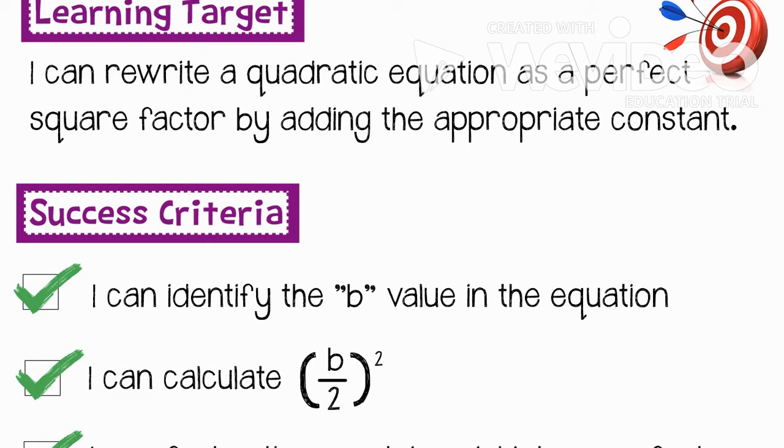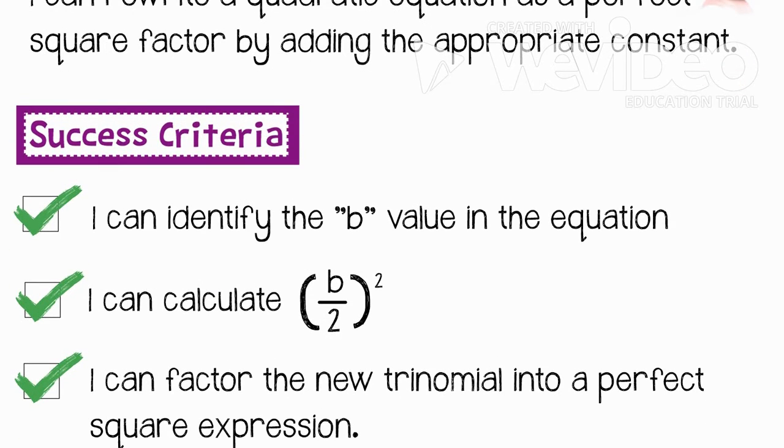Today's learning target is that you can rewrite a quadratic equation as a perfect square factor by adding a totally brand new, made up by you, appropriate constant value. I'm going to add an addendum here. You're also going to solve the equation. So there are three things you need to know how to do today. First, identify the b value in your quadratic equation. Second, calculate half of the value of b and then square it. And third, factor your new trinomial into a perfect square expression.